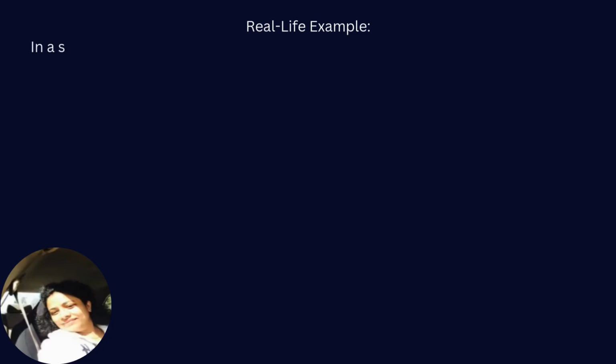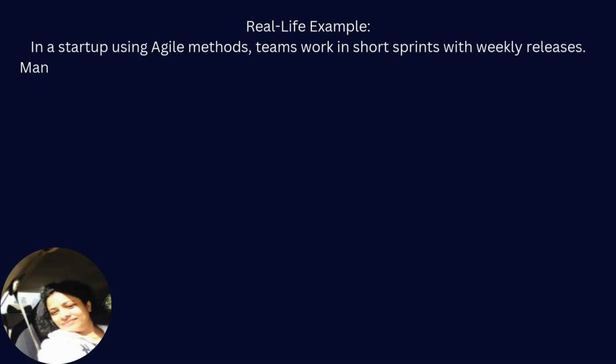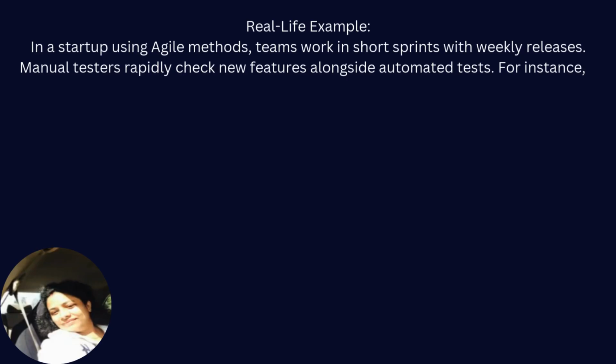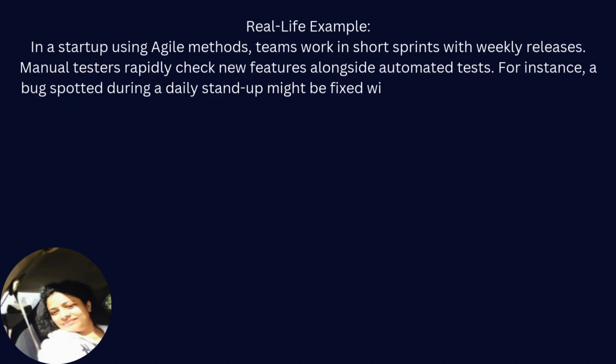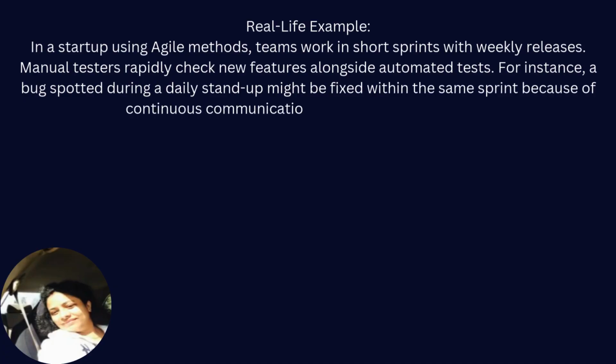Real life example: in a startup using agile methods, teams work in short sprints with weekly releases. Manual testers rapidly check new features alongside automated tests. For instance, a bug spotted during a daily stand up might be fixed within the same sprint because of continuous communication and rapid feedback loops.